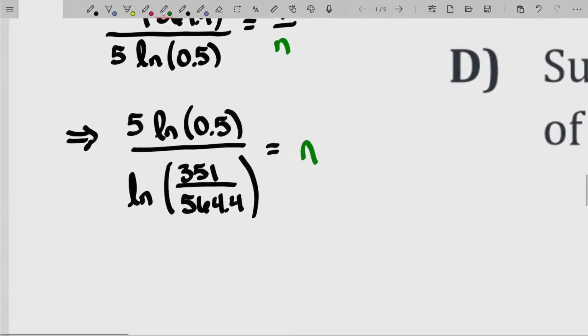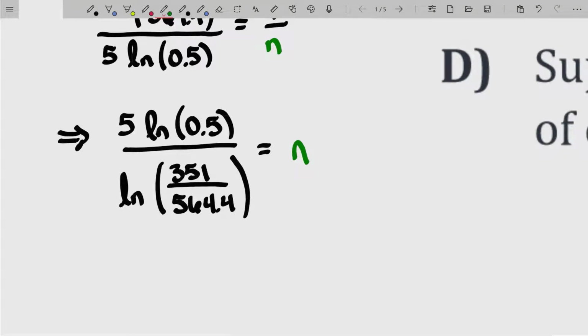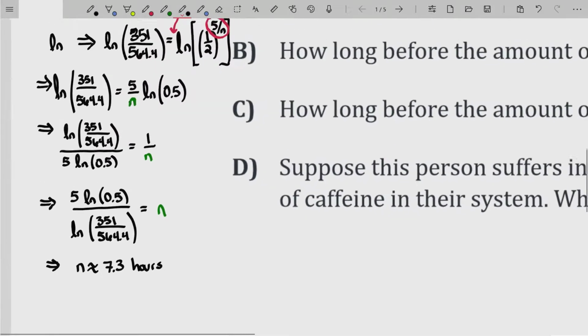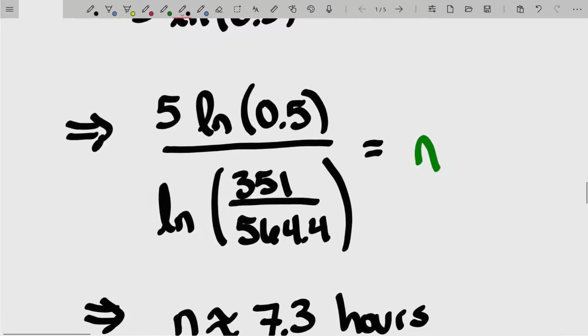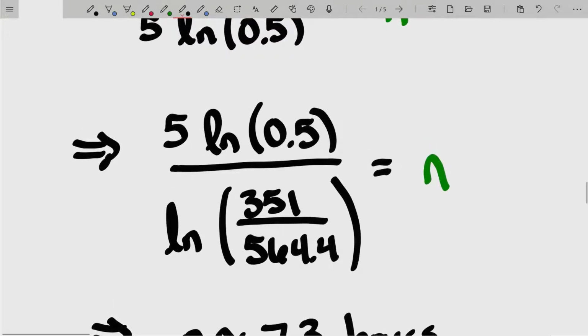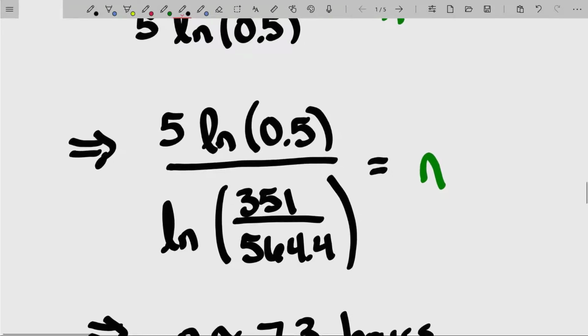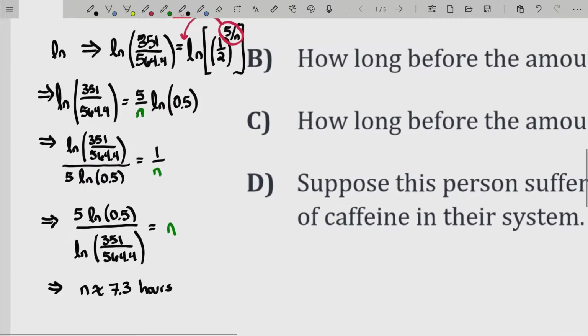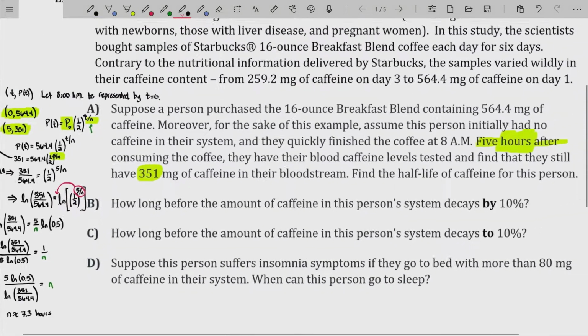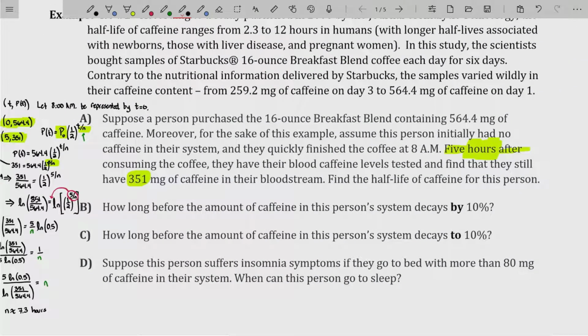And so back here, I could just say, great. The half-life for that person, for the caffeine in that person's bloodstream, is roughly 7.3 hours. I just rounded it to a single decimal place because I wanted to. I will probably use this exact version of n for any future computations. And I'll show you how to do that in Desmos. You have an answer button or a save button in your calculator where you can save these values, but I'll show you in Desmos how to do it. All right, so to answer question A, find the half-life of caffeine for this person.